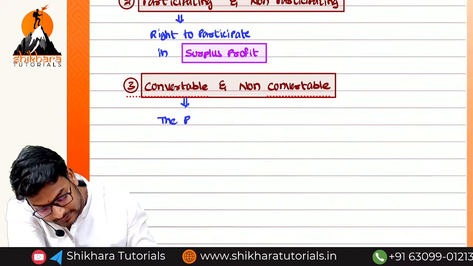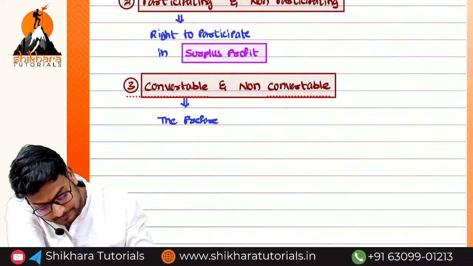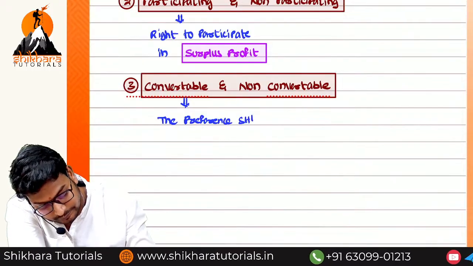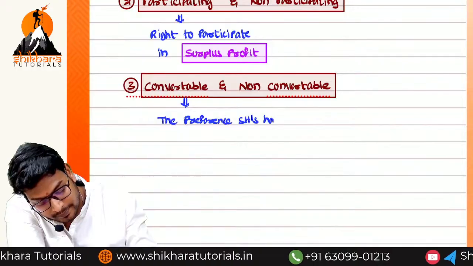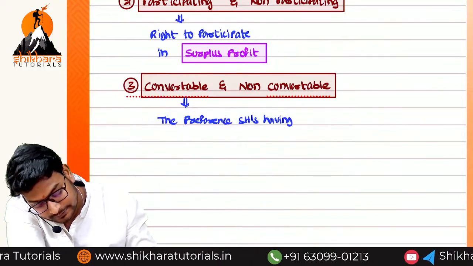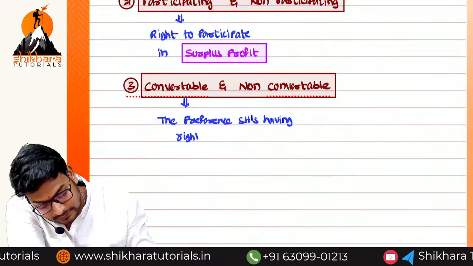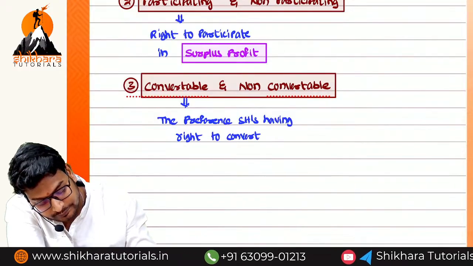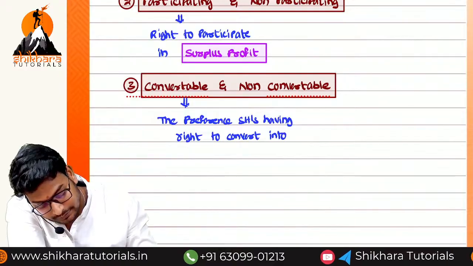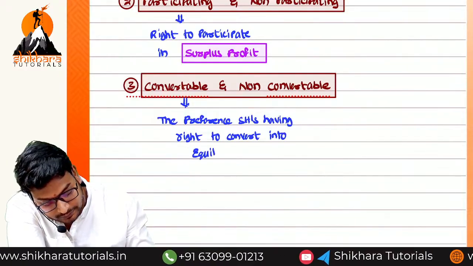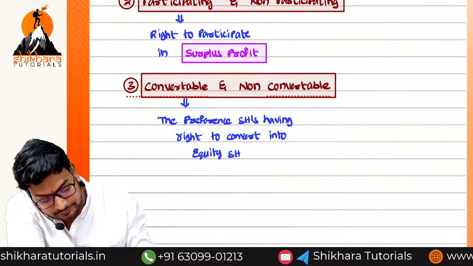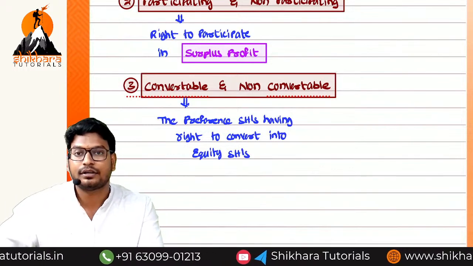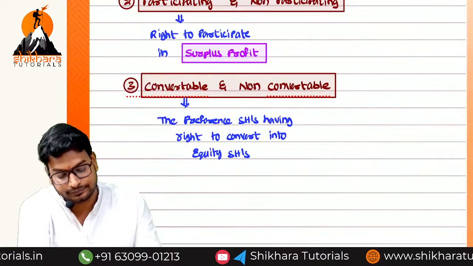The preference shareholders having the right to convert into equity shareholders is called what, ma? Convertible. Otherwise it is called what, ma? Non-convertible.